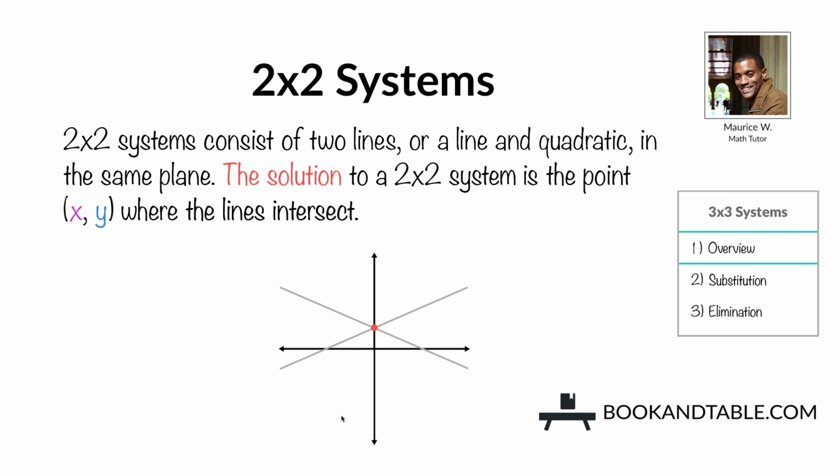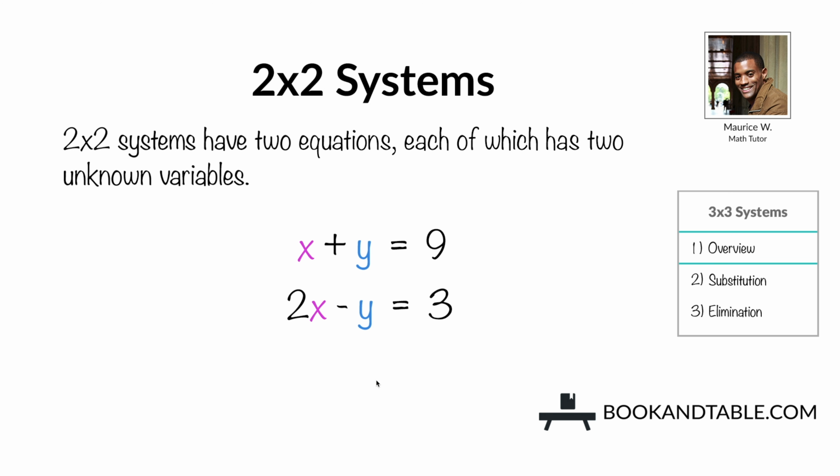So let's begin by reviewing 2x2 systems. 2x2 systems consist of two lines, or a line and a quadratic in the same plane. The solution to a 2x2 system is the point or the xy coordinate where the lines intersect. So we have a two-dimensional plane here, our x and y axes, and we have two lines that have a solution here, the point where they intersect. We can also have a line and a quadratic intersect, and the solution would be the point where they do so. Now we have two equations with two variables in 2x2 systems.